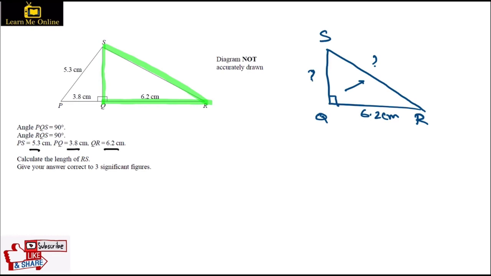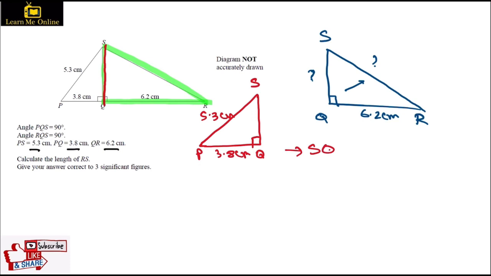So first we're going to take the left hand side triangle and find out the length from S to Q. I'm drawing the left hand side triangle. This is making a 90 degree here. This is P, Q and S. This is 3.8 centimeter. This is 5.3 centimeter. The first thing we are doing is to find out the length of SQ.